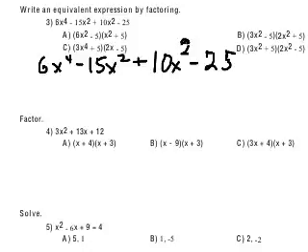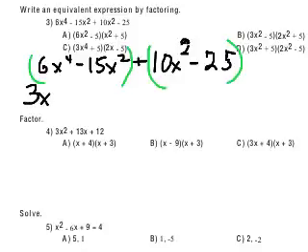All right, so I'm going to group this batch and this batch. See what I can factor out of 6x to the 4th minus 15x squared. Well, I can factor out a 3, and I can factor out x squared. So we'll do 3x squared, and then 3x squared into 6x to the 4th will be 2x squared, and 3x squared out of negative 15x squared will be just a negative 5.